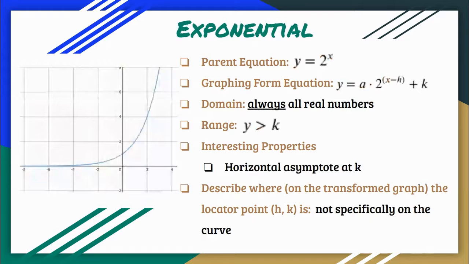And lastly, we have exponential. So exponential, we can change the base. So where you see a 2, that could be any other number. We're using 2 just to have a set function here. Our domain is always all real numbers. Our range is always y is greater than k. It will never touch k, so we can't have equal to, because there is a horizontal asymptote at k. With h and k, this is not a specific point on the curve like our other functions, so you don't have to worry about that.